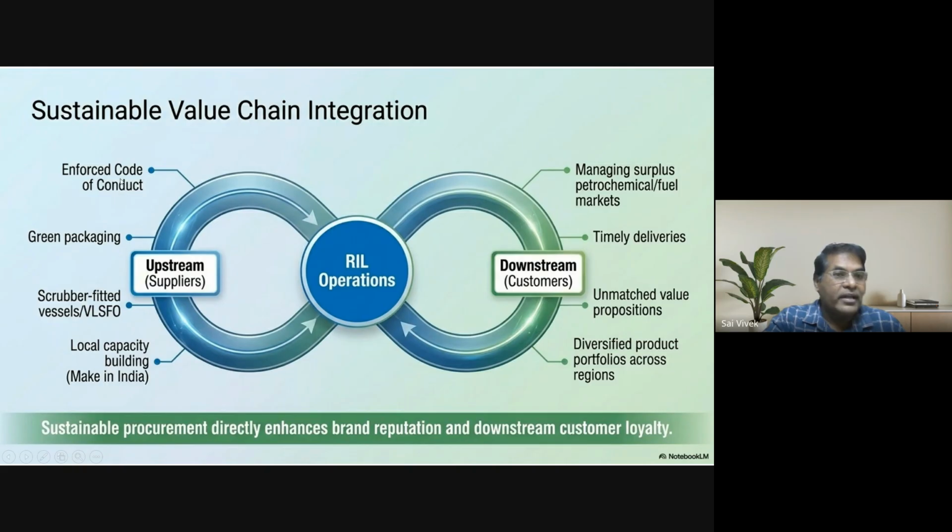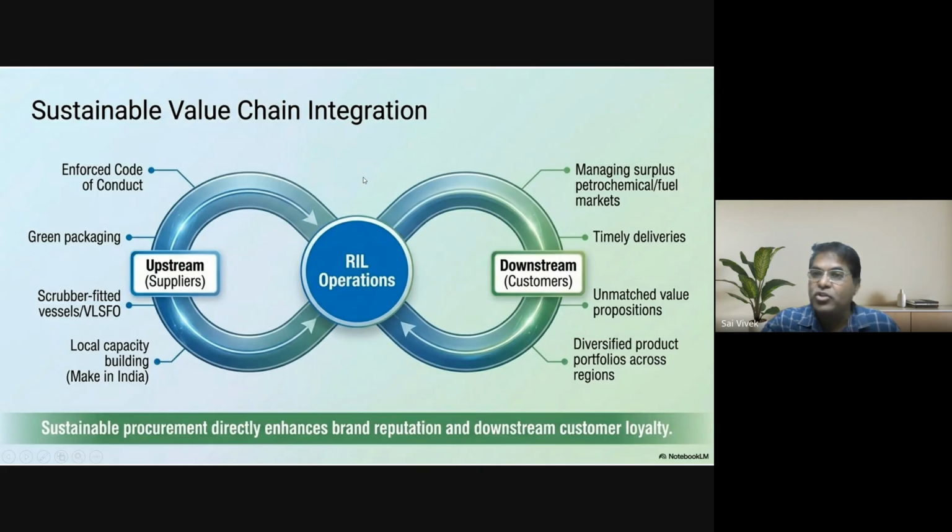So here we got enforced code of conduct. Code of conduct is enforced. Green packaging is encouraged and it is done. Packaging is done green. Only such products are bought by this company. Only such vendors are selected. That way, upstream sustainability is maintained. Scrubber fitted vessels are purchased. Local capacity building, that is make in India. Local capacity building, not importing from other countries. Local talent, local power. So make in India. So these are the upstream measures that were taken or being taken also.